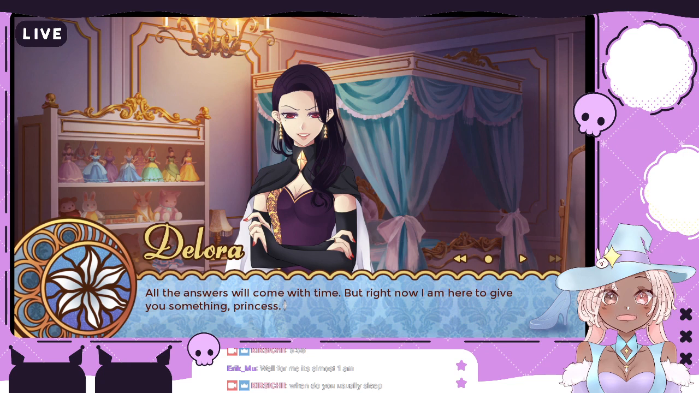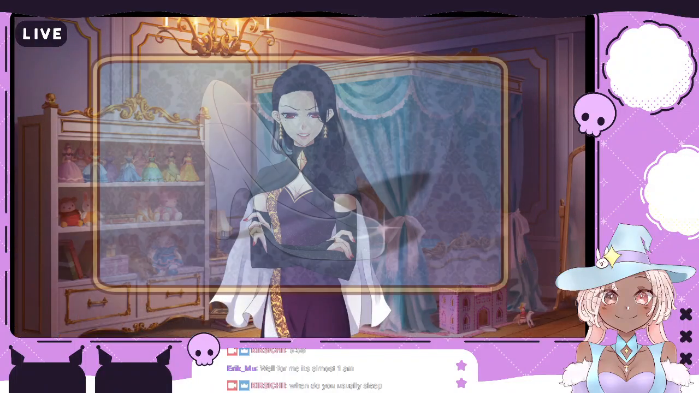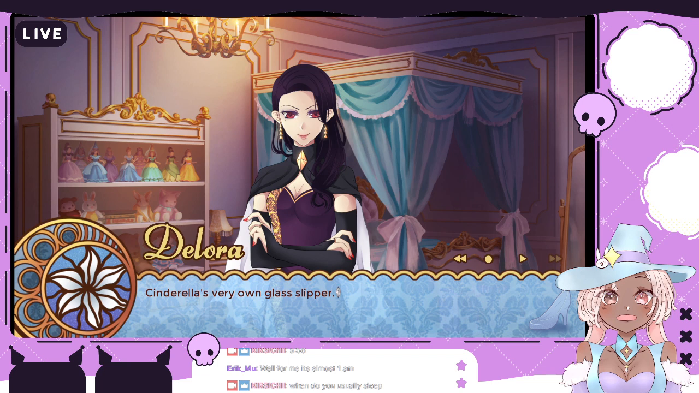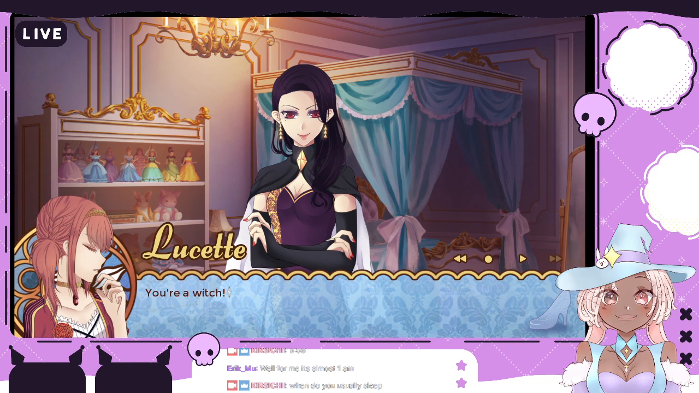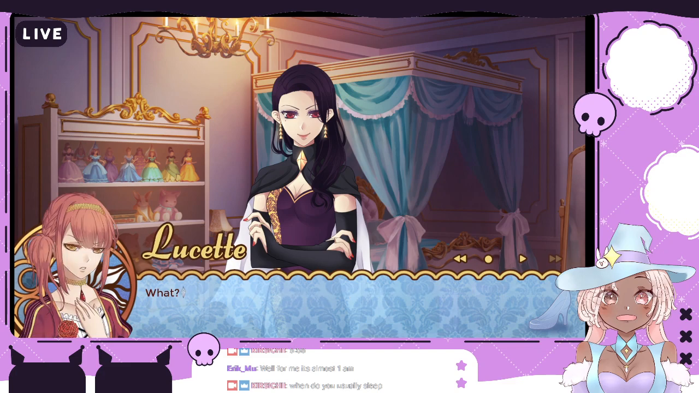All the answers will come with time. But right now, I'm here to give you something, princess. A glass slipper. Is this Cinderella's very own glass slipper? It is beautiful, too beautiful. Then a realization begins to dawn on me. You're a witch! Smart girl, I knew you'd figure that out eventually. Now it's time to say goodbye to your precious crown. What?